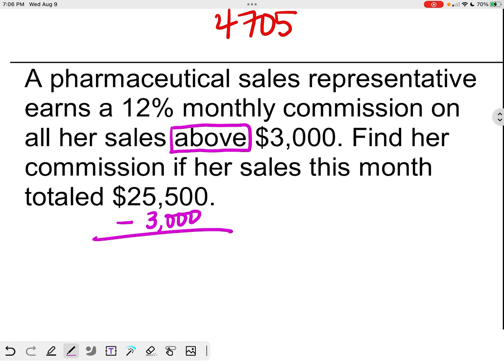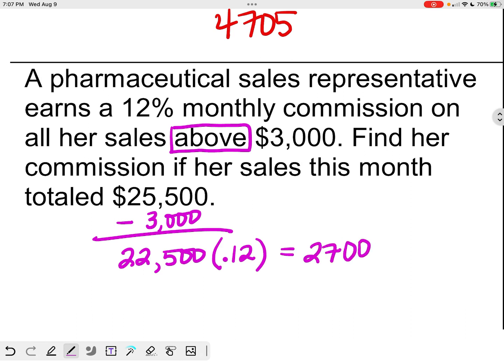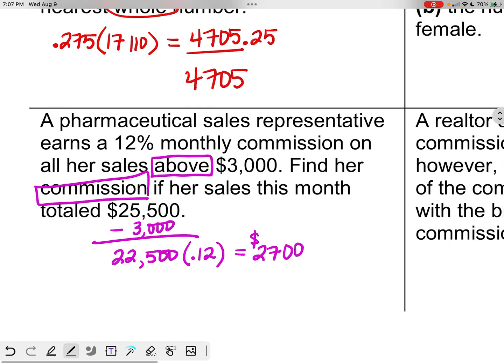So then we're at 22,500 right there. 12% is equivalent to 0.12. Calculator. Nope. Hold on. 22,500 times 0.12. Okay. And it's commission, so your label for commission would be a dollar sign. Put it in front of the answer. Don't be a weird goose.